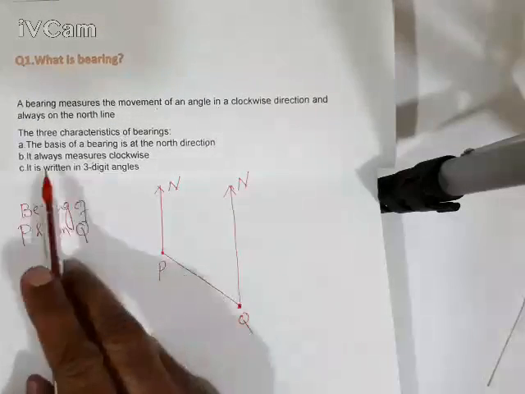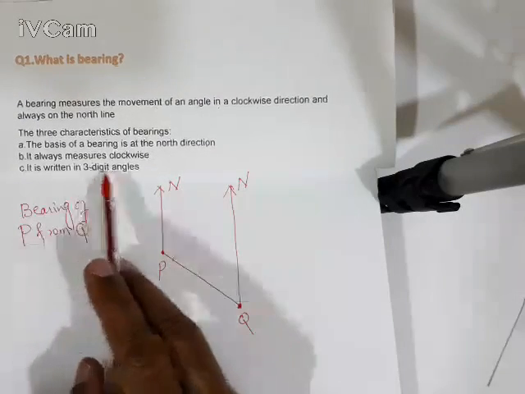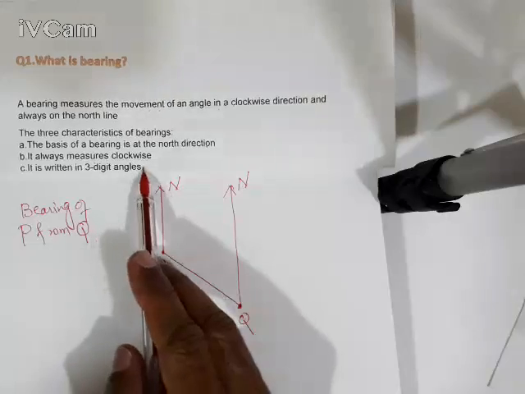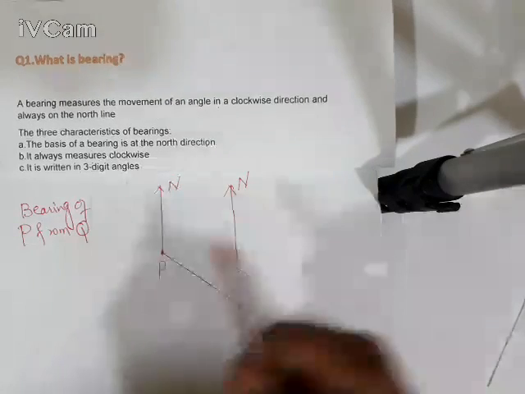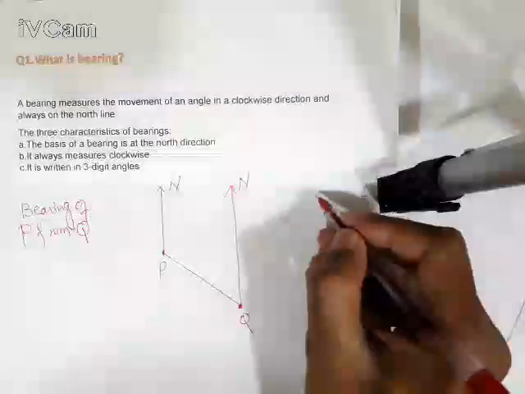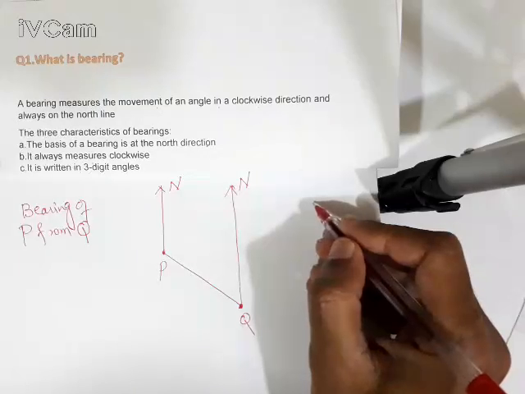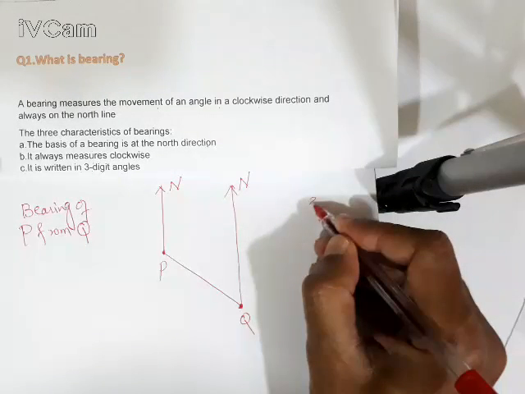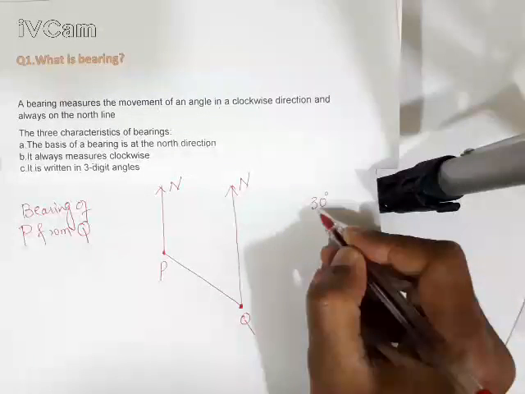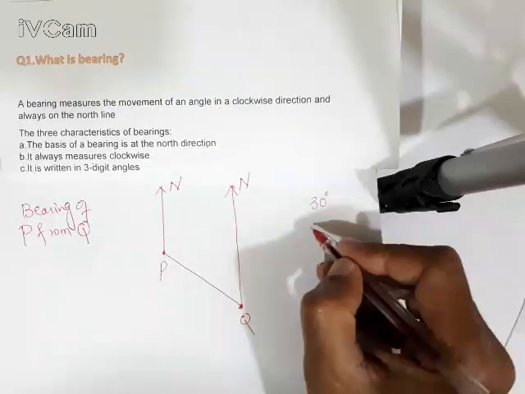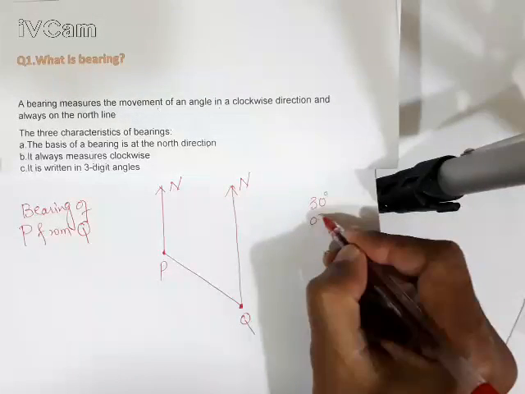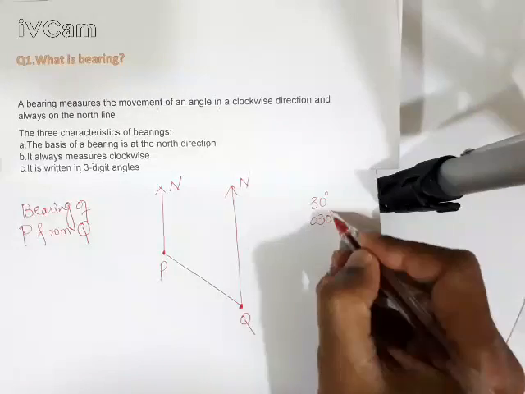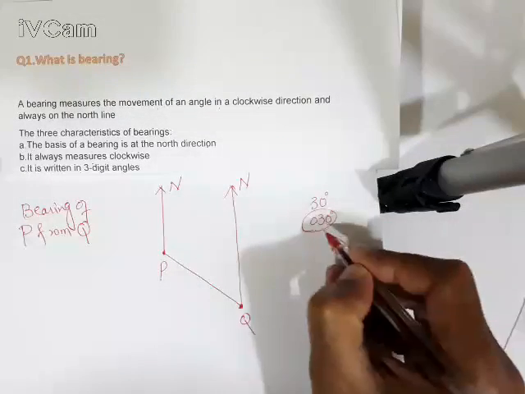Now the third thing is it is written in 3-digit angles. That means suppose you have to calculate some angle, and after calculating you get, suppose, 30 degrees. You cannot write only 30 degrees, you have to write in 3 digits, 030 degrees. So this is our bearing.